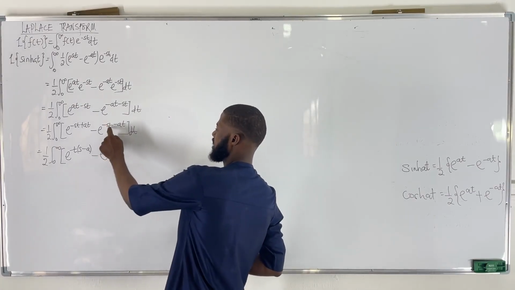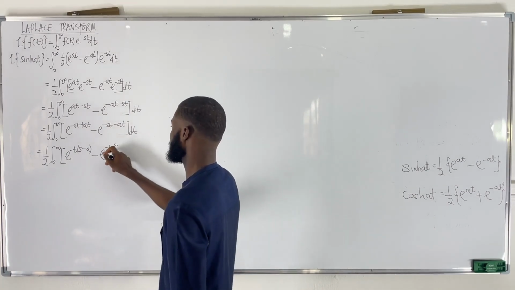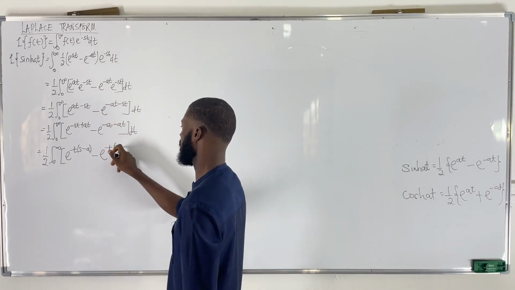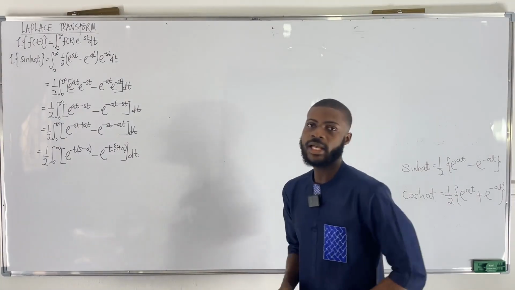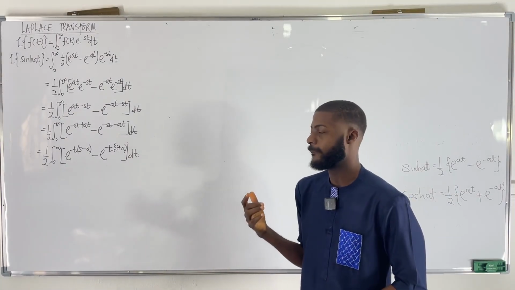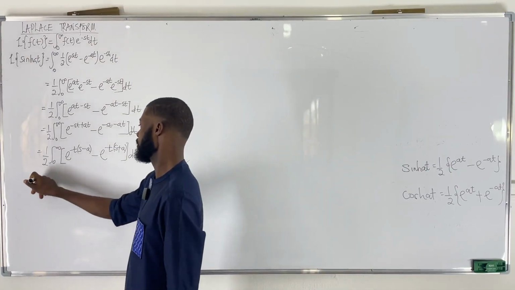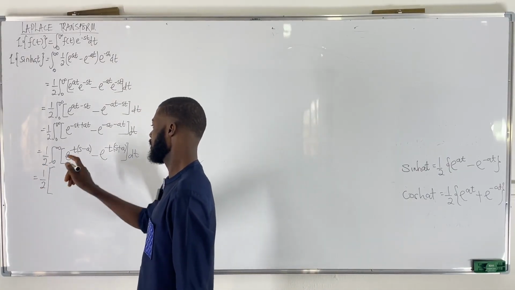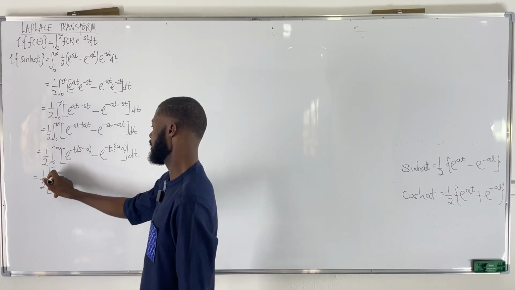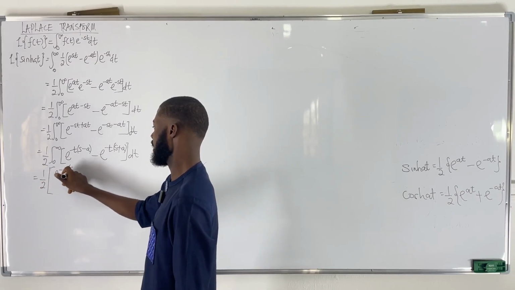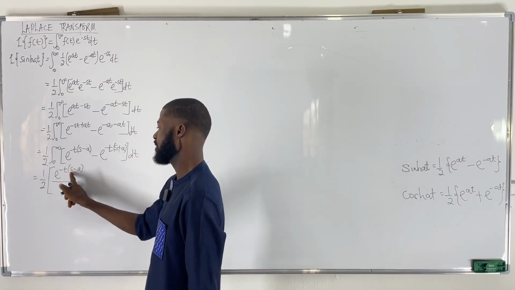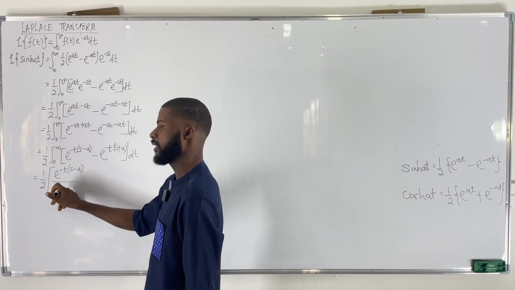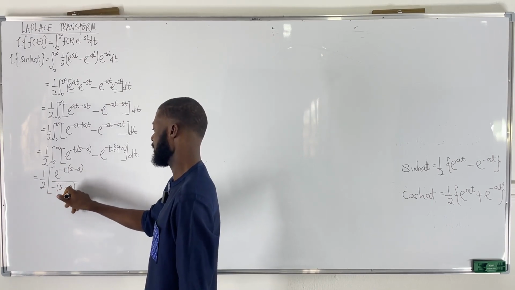So minus st divided by minus t is s, minus minus is plus, then at over t is a, and then dt. Now at this point, we can integrate. So this will become half. Now if we integrate this, this will be e to negative t bracket s minus a divided by, you're going to differentiate this power. So this will become minus bracket s minus a.